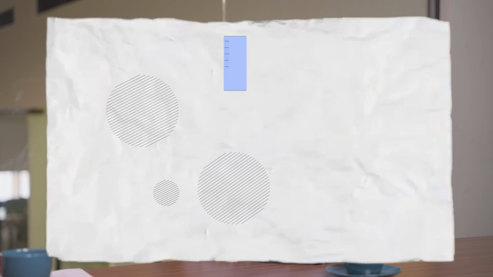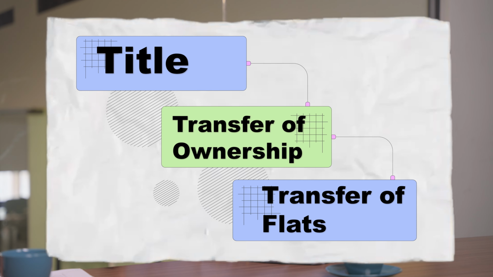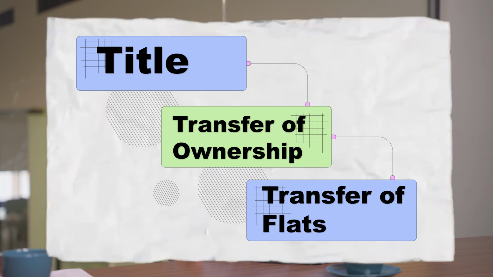In many cases I have seen the title, like the plot, has not been conveyed in the name of the society. The name of the society has not been transferred in the property card. So right from the title, then transfer of ownership, then transfer of flats, once that has been rectified or updated, then we can introduce them to the schemes, the benefits, the incentives, and then the model.